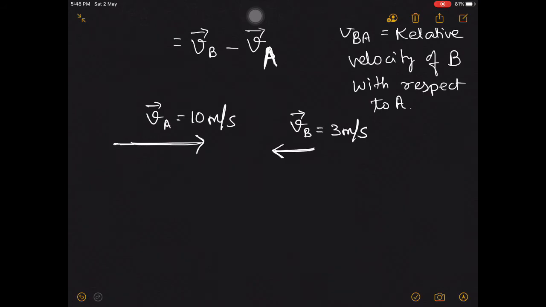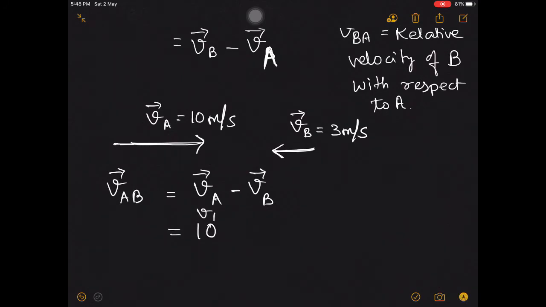Now suppose I'm asking you, what is the velocity of A with respect to B? So what will you do? You will do this, VA minus VB. How much will it be? See here, VA is 10. Now see, let me write this step, you are actually adding the negative of VB.